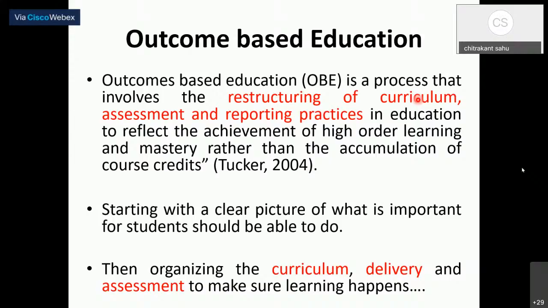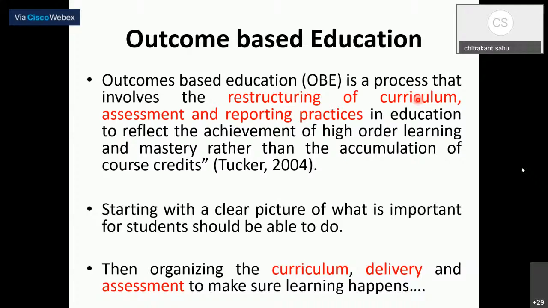In the traditional teaching method, we focus on knowledge, so that is called teacher centric. Outcome-based education is considered to be student centric, starting with a clear picture of what is important for a student to be able to do. That is the meaning of outcome-based education.